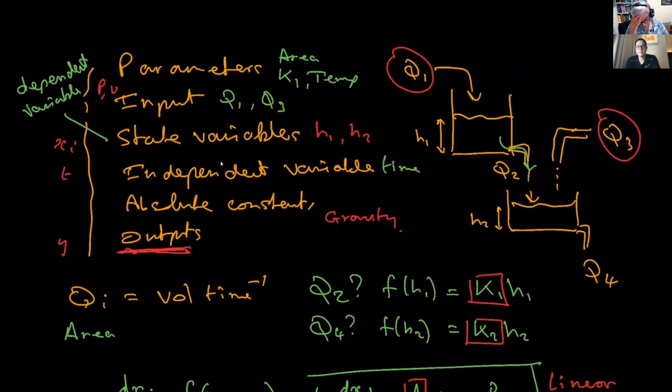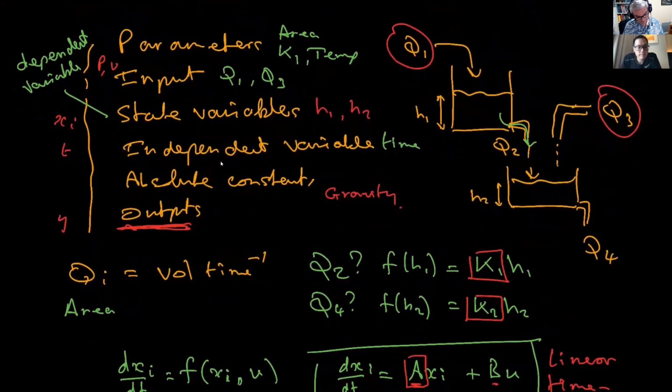So what have we got? The parameters are things like area, K1, temperature. Inputs are Q1, Q3. State variables are H1 and H2. The independent variable is time. Absolute constants such as gravity. Outputs are entirely up to us. For example, one output could be Q4.